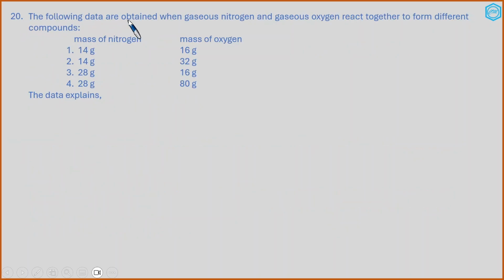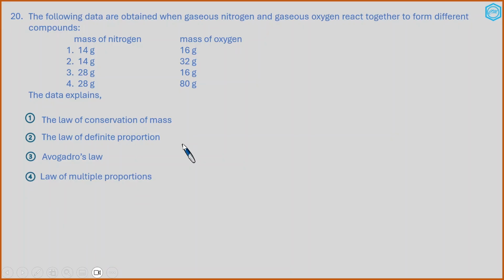Question 20. The following data are obtained when gaseous nitrogen and gaseous oxygen react together to form different compounds. Mass of nitrogen, mass of oxygen. In the first compound, 14 gram nitrogen combines with 16 gram oxygen. Second one, 14 gram nitrogen combines with 32 gram oxygen. Third one, 28 gram nitrogen combines with 16 gram oxygen. Fourth one, 28 gram combines with 80 gram oxygen. Now the options are law of conservation of mass, law of definite proportion, Avogadro's law, and the law of multiple proportions.